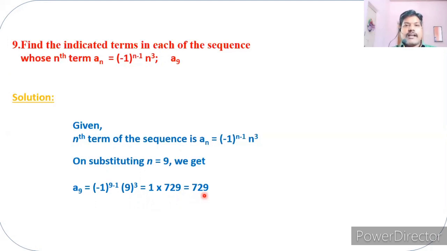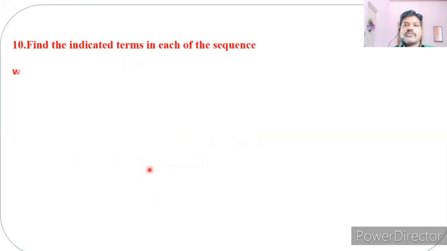So that is the ninth question. They are given the nth term and asking to calculate the ninth term. Just replace n is equal to 9 and you will get the ninth term. Similarly, see question number 10. Question number 10 is also the same question.